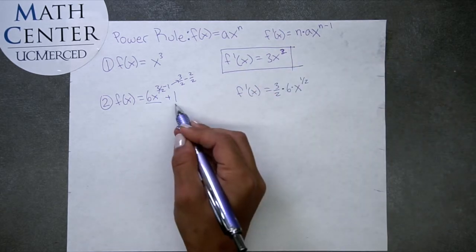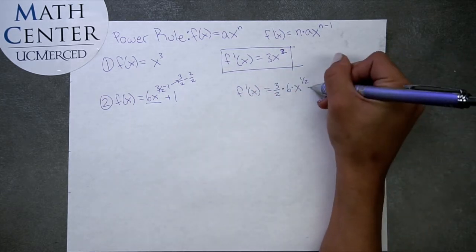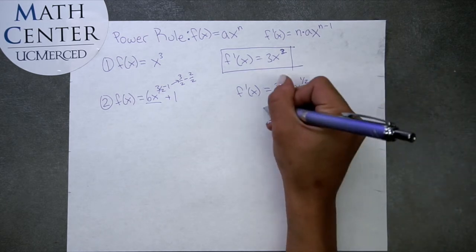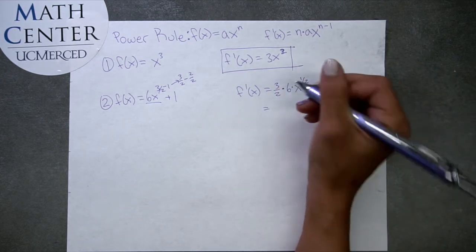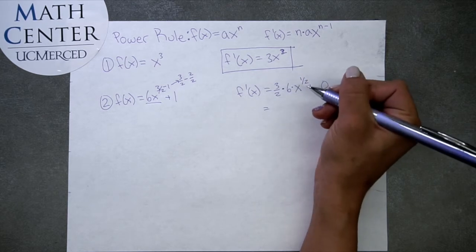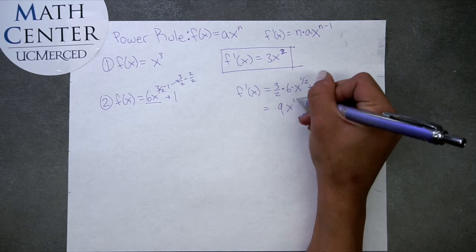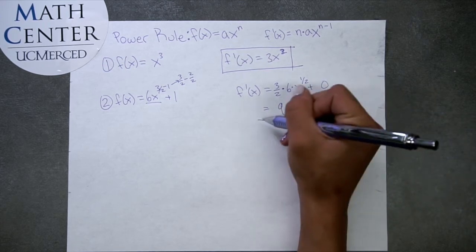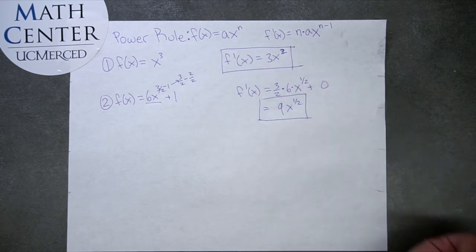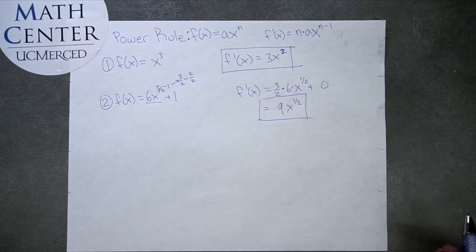The derivative of 1 is a constant, so that is 0. Simplified, this equals 6 times 3, which is 18, divided by 2 is 9, so 9x to the 1/2 power. And that would be your derivative of this.